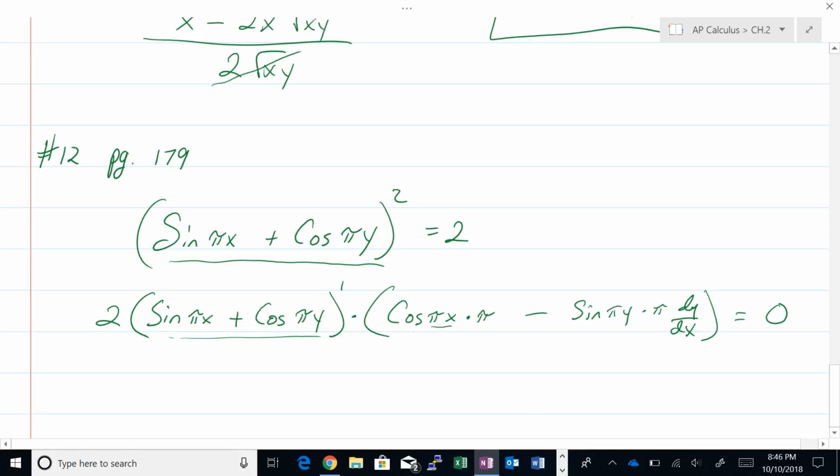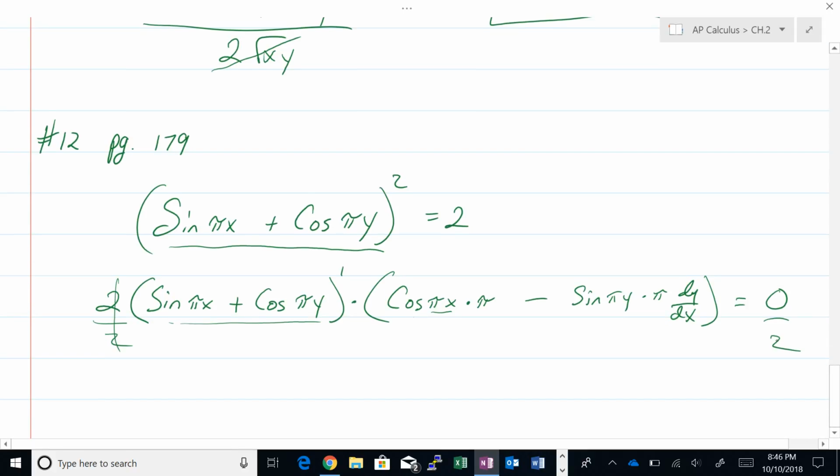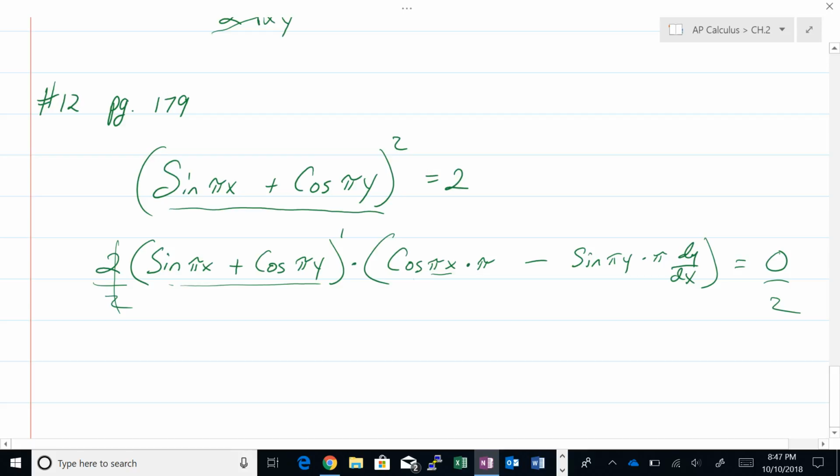All right, now we've got a big mess. One thing you can do right off the bat is this 2. Since this is all a giant product, I can divide by 2. Okay, and they're gone. And 0 over 2 is 0. So now I have this mess times this mess. That is foiling, guys.